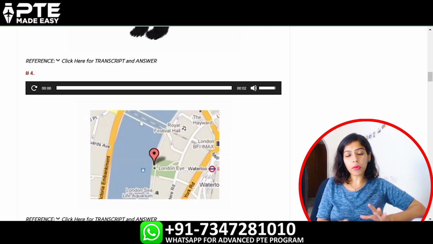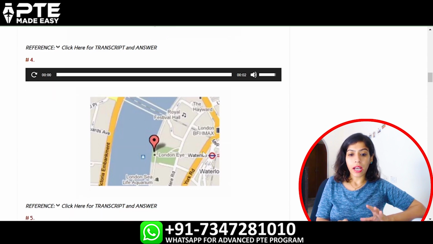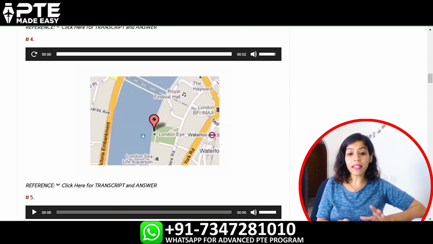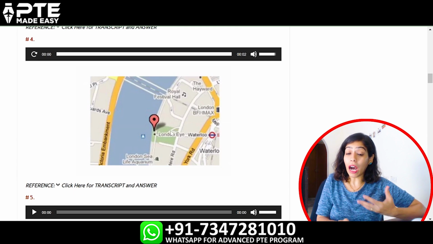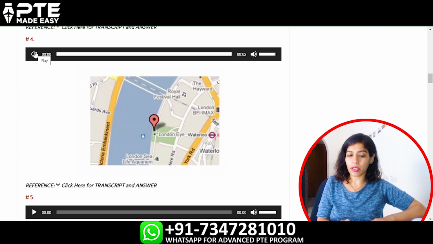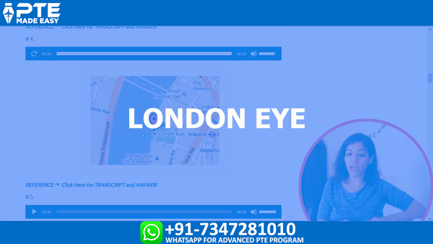And before even listening to the question, we should look at the image. As far as the image is concerned, we can clearly see they are going to talk about the London Eye because they have marked it red here. That means they can talk about London Eye, but still we will look at it carefully. Now listen to the question. Which location is the Google map displaying? So clearly, it is displaying London Eye. So the correct answer is London Eye.